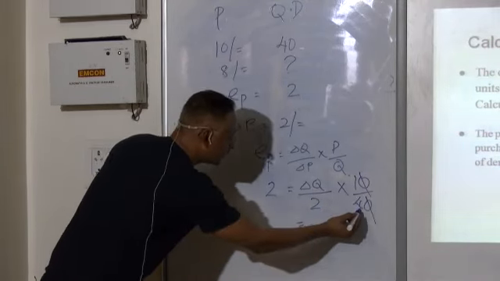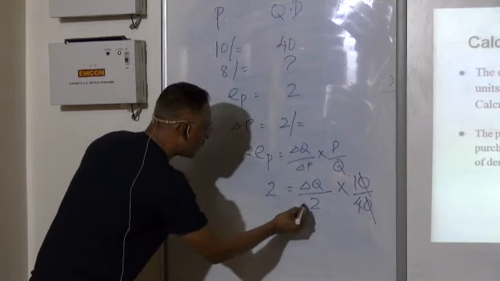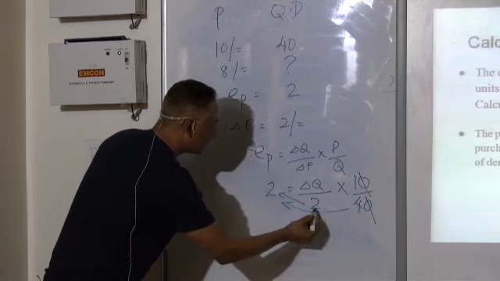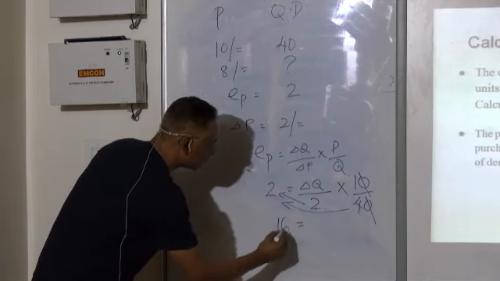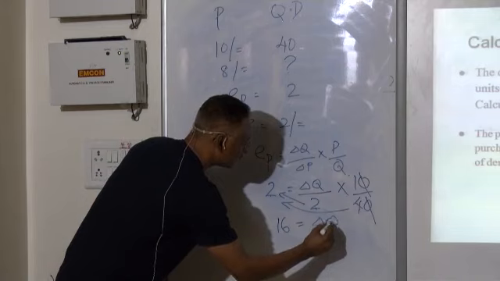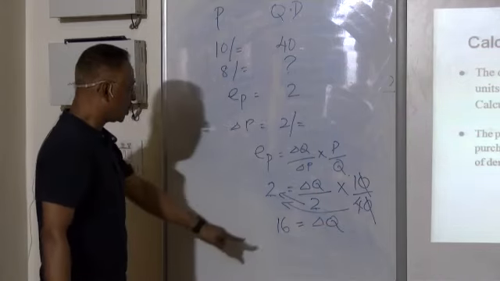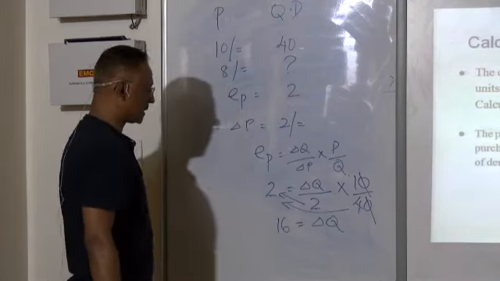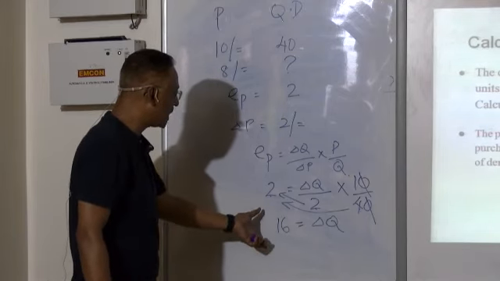So we'll take this, 4 2s are 8. We'll go up here. We have 4 2s are 8, 8 2s are 16. So the change in the quantity demanded is 16 units.